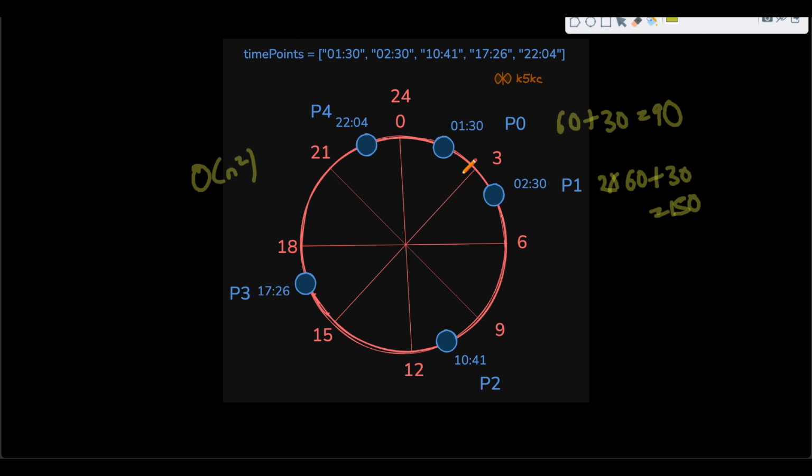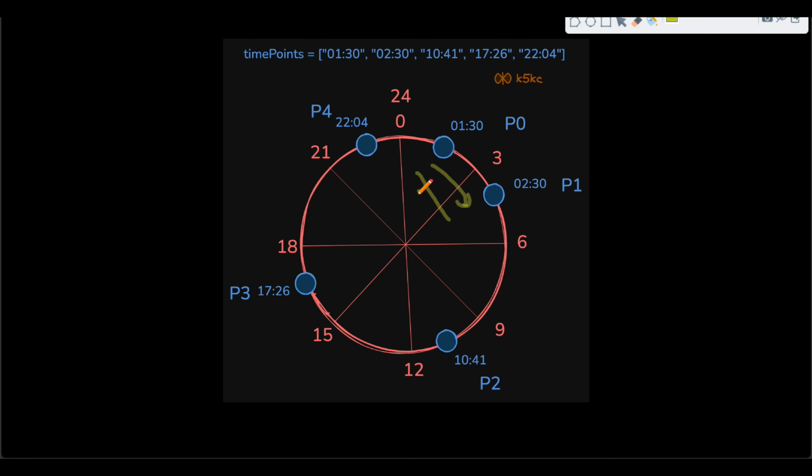So how about we sort the points and then calculate the difference between two adjacent points, because that is more relevant for the problem. Also note that it doesn't matter if we find a difference in the clockwise manner or counterclockwise manner. The time difference between the 2 points will always be the same. For example, the time difference between point 0 and point 1 will always be 1 hour if we subtract 90 minutes from 150 or 150 from 90. So if we sort the points in ascending order or descending order, the difference will be the same. So let's sort them in ascending order.